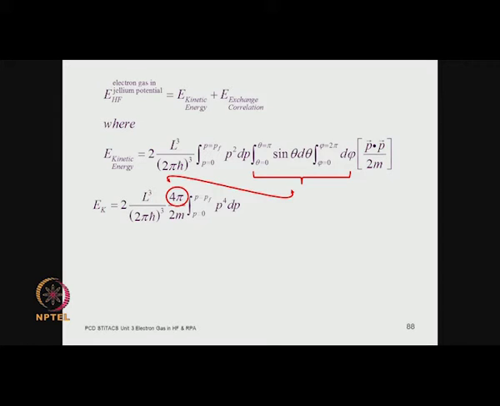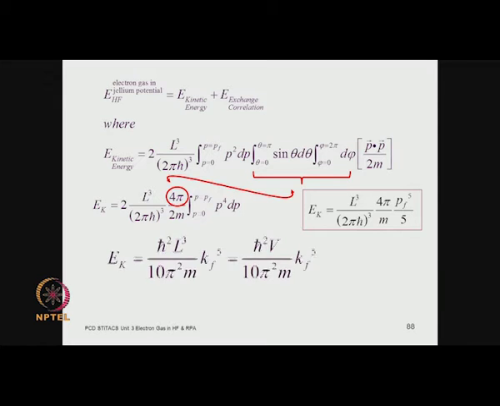So, you have this angular integration which gives you a factor of 4 pi, and then you have a p squared term here and a p squared term here. So, you need to integrate the 4th power of p, and that gives you the 5th power of p divided by 5. So, that is the result that we obtained last time. And this was in terms of momentum. You can write it in terms of k, which is the 5th power of k.